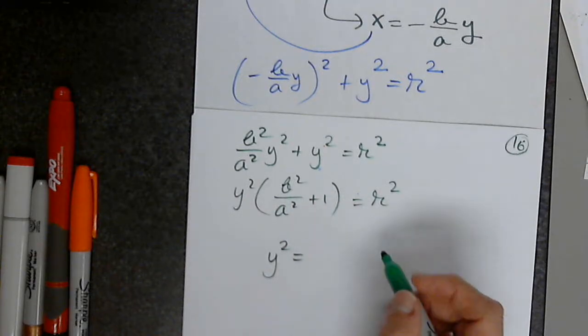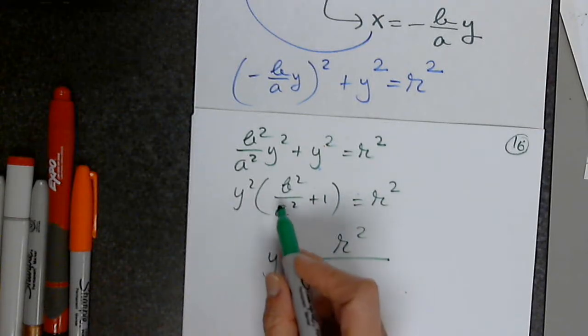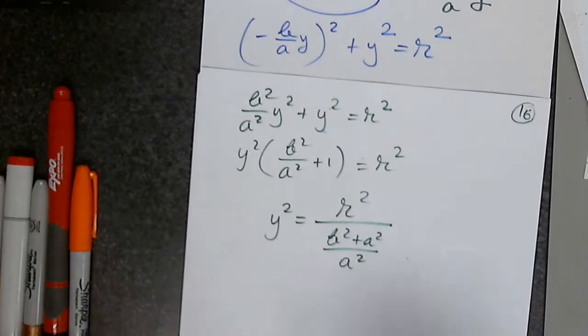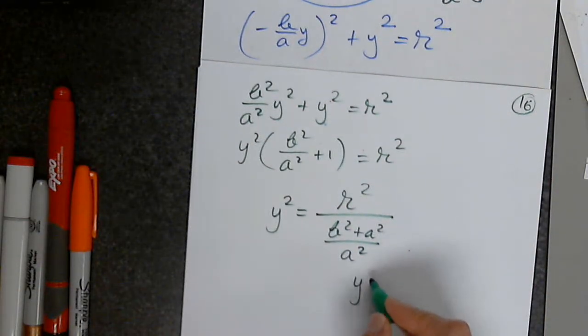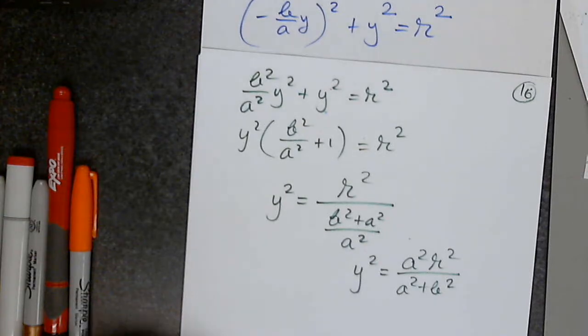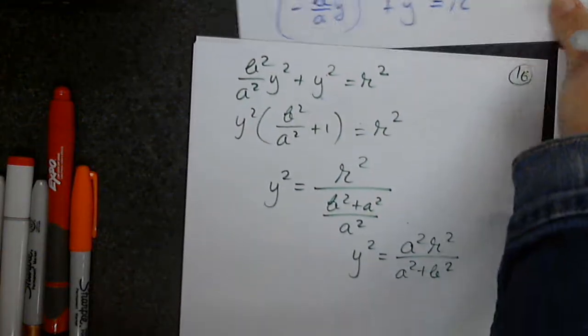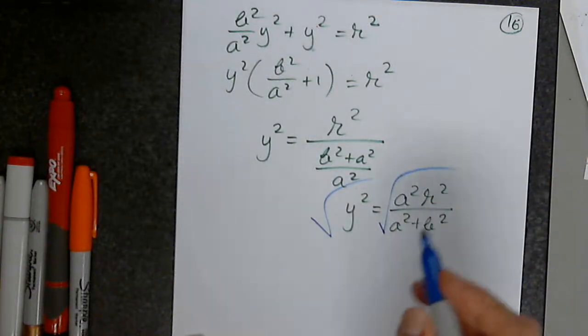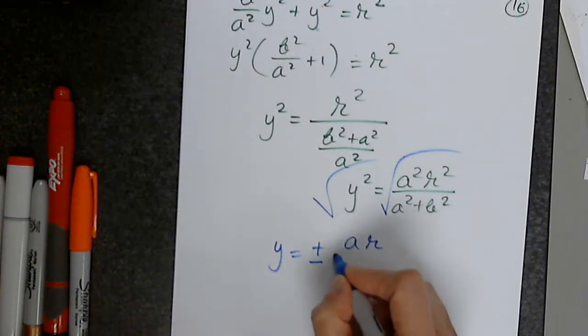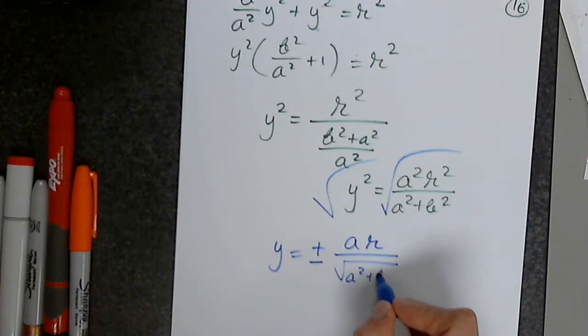And I also find the least common denominator here. So r squared at the top, b squared plus a squared over a squared. Of course, I'm going to flip because there are too many fraction lines. So a squared r squared over a squared plus b squared. I'm almost there. I'm trying to solve for y. What should I do now to both sides? Take the square root. So I get y equals plus or minus ar over the square root of a squared plus b squared.